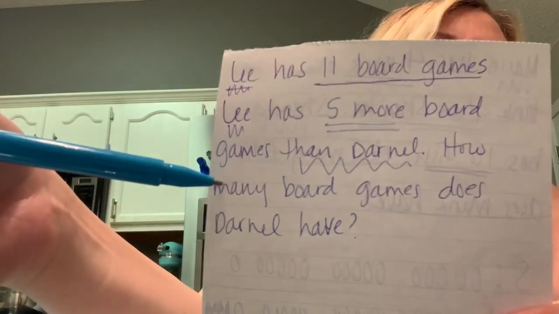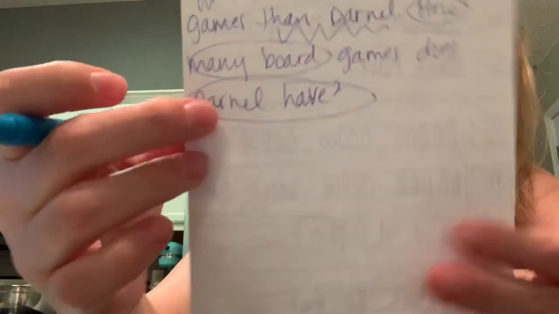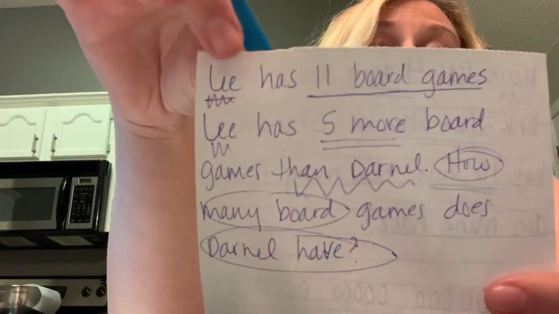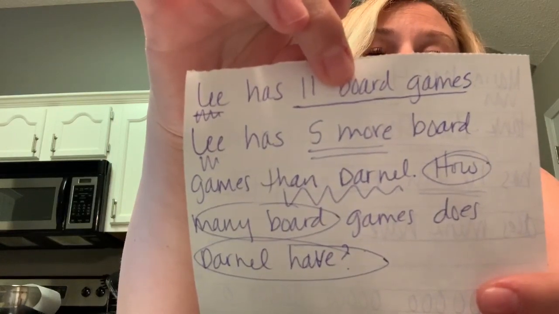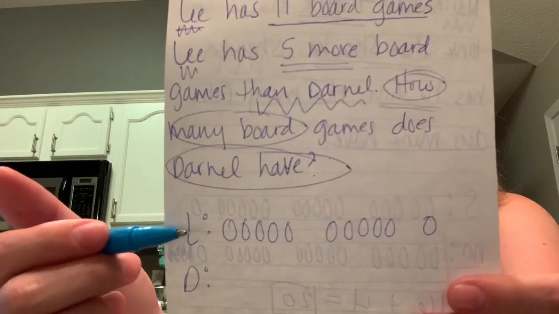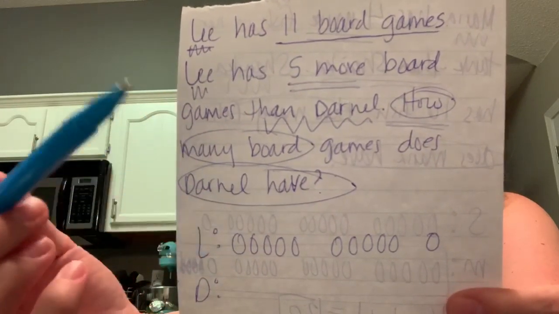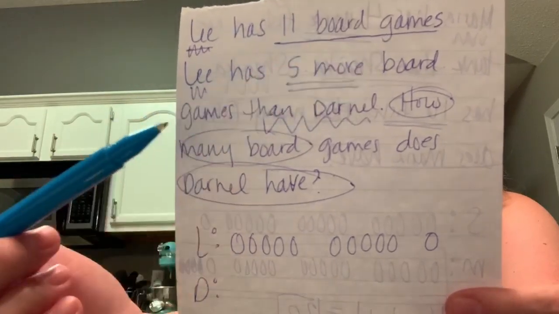No, because our question is asking us, how many board games does Darnell have? We're looking for Darnell. It never said Darnell's name except here. We know Lee has 11 board games. Let's just draw up our L and our D. 1, 2, 3, 4, 5, 6, 7, 8, 9, 10, 11. Oh, there we go. Lee has 11. It still doesn't say Darnell, but let's see. Lee has 5 more than Darnell.